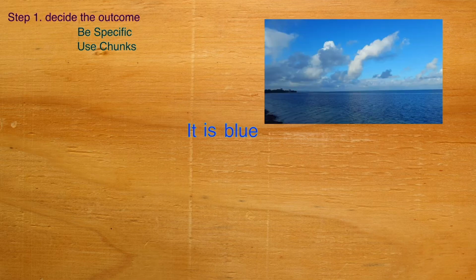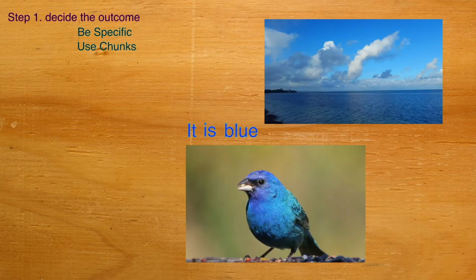When I see the ocean, it is blue. When I see a blue bird, it is blue. All I need to know is that the phrase refers to things that are blue, and I can always learn the individual words later. Point being, use chunks instead of individual words.